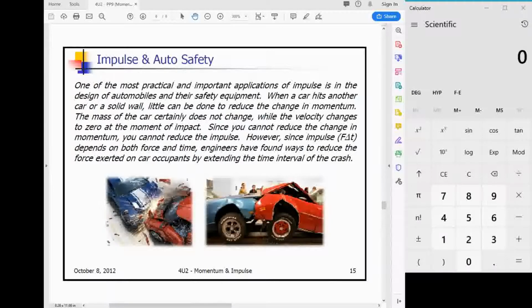It's difficult to change that momentum because of the mass of a vehicle. We could make the vehicles lighter, that's true, but there's a limit to how light we can make a vehicle. And in terms of the velocity, we can try to encourage people to drive slower, but in a high impact crash, the velocity would be high as well.